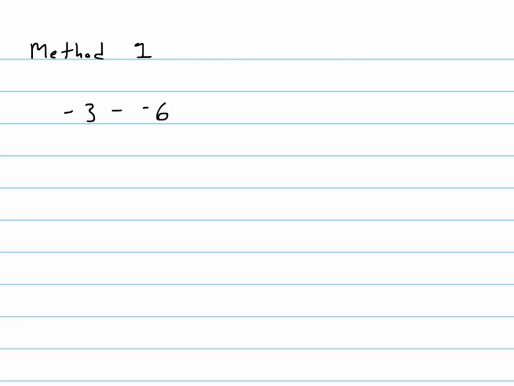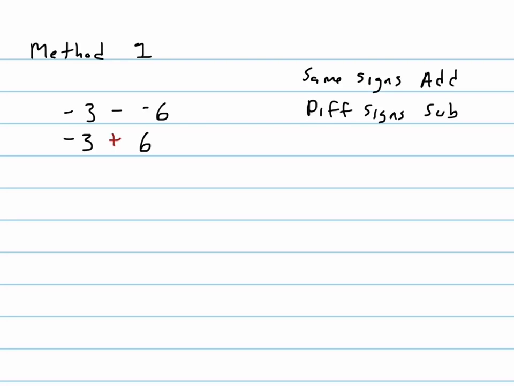Alright, put this here. So method 1 again, we're going to do add the opposite. So recopy your first number and just change your signs. Plus, and then we have a positive 6. So I'm just going to leave it like that. So now we have something different. We have different signs.